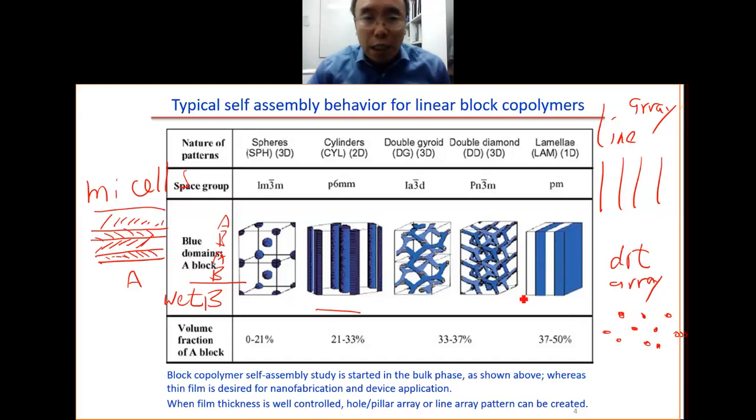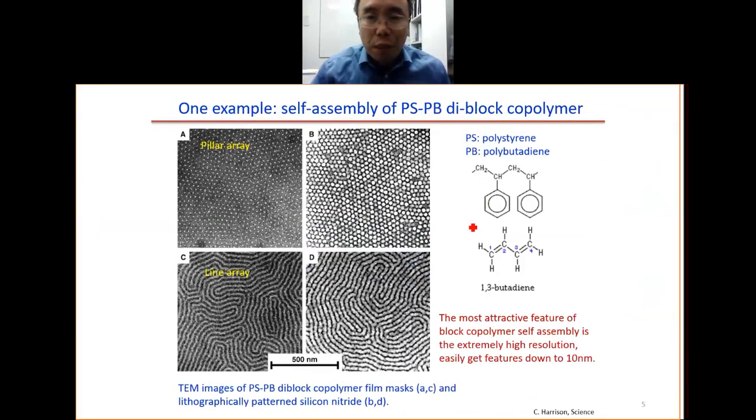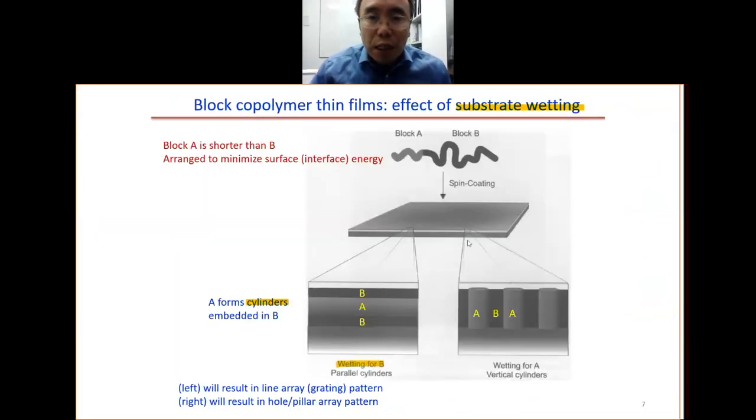But how to get this perpendicular layout? We need the substrate to wet A and B equally. If the substrate wets A and B equally, we can get this perpendicular orientation. So how to make the substrate wet block A and B equally? What can you do?